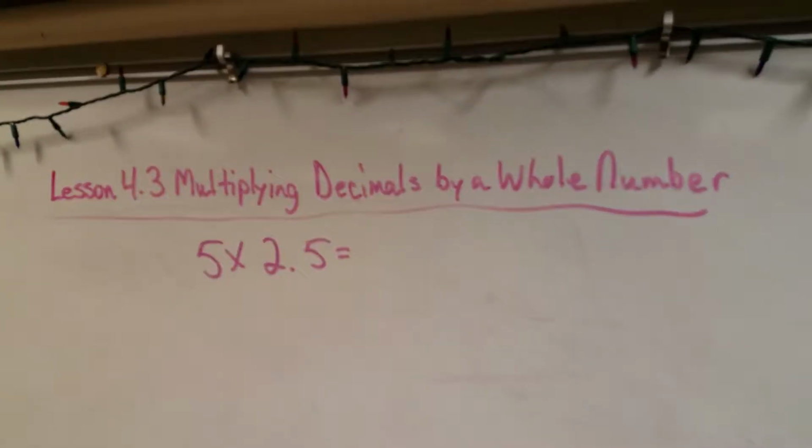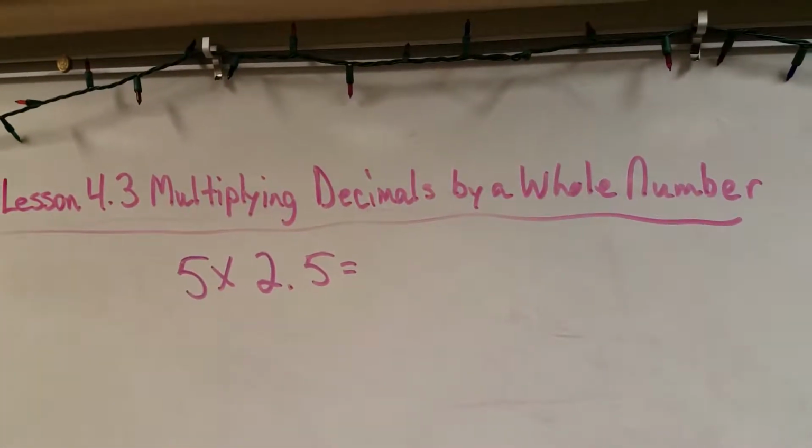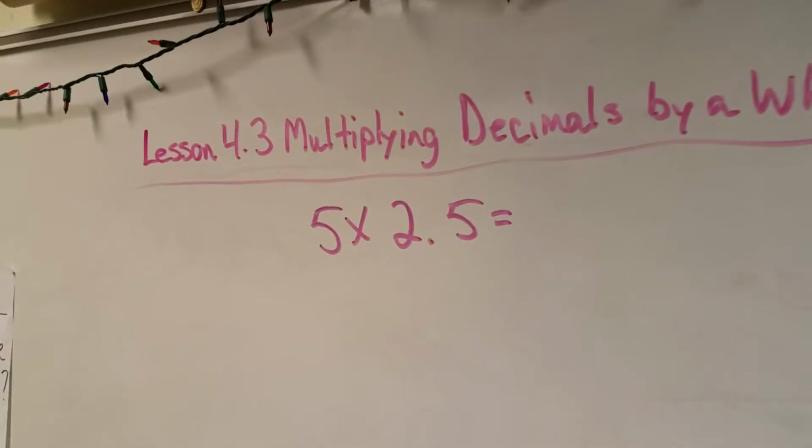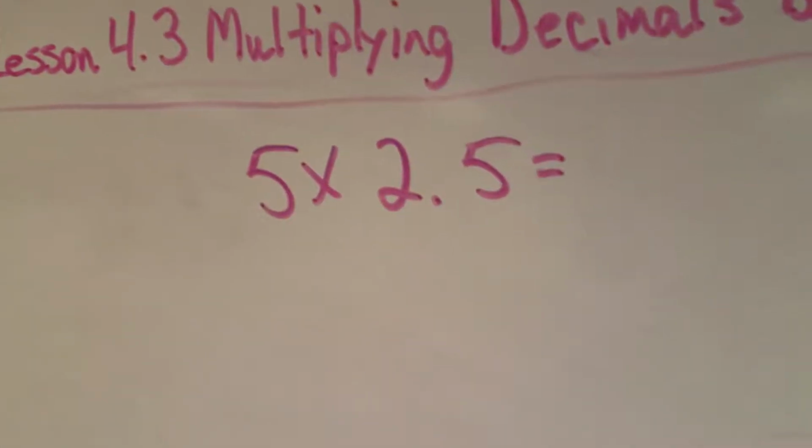All right, welcome to today's lesson 4.3, multiplying decimals by a whole number. Here's my first problem, 5 times 2.5.